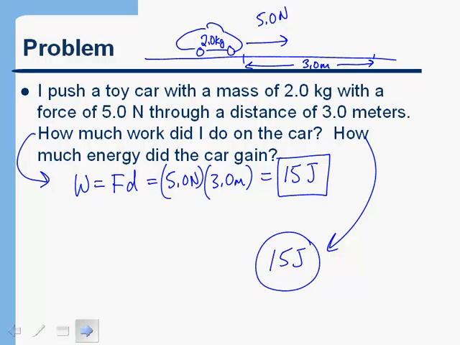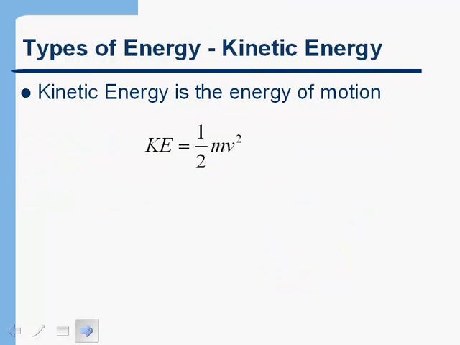Now, one of the questions is, where did that energy go? What type of energy does the car now have? And the answer to that is kinetic energy. Kinetic energy is the energy of motion. So if something is moving, it has kinetic energy. The formula for calculating kinetic energy is 1/2 mv squared, where again m here is simply the mass of the object, and v is the velocity or speed of the object.